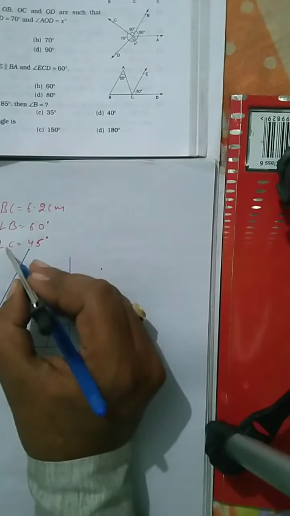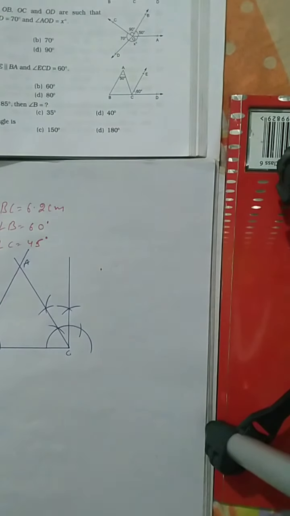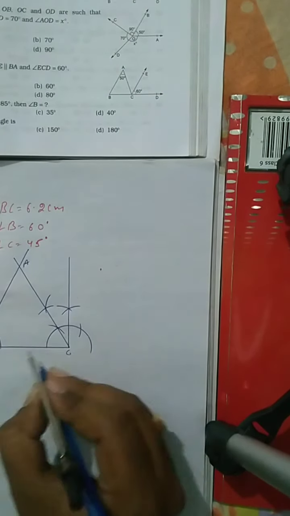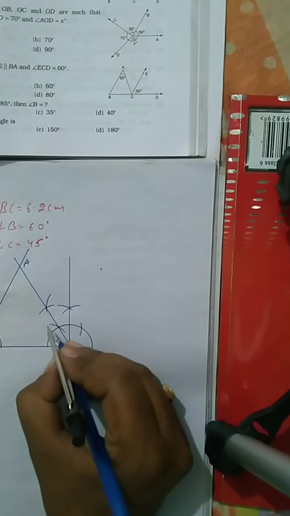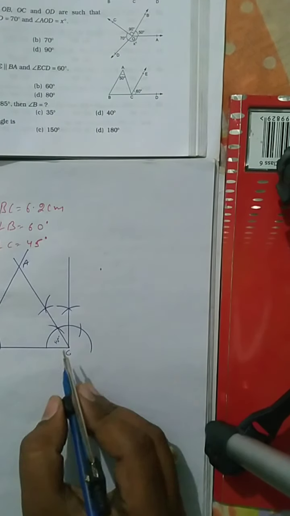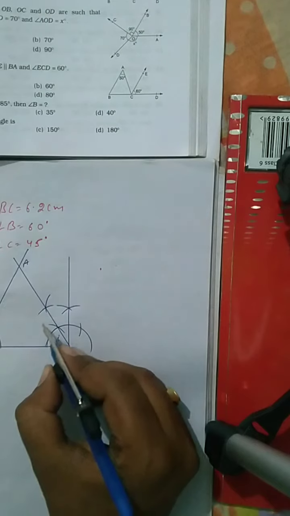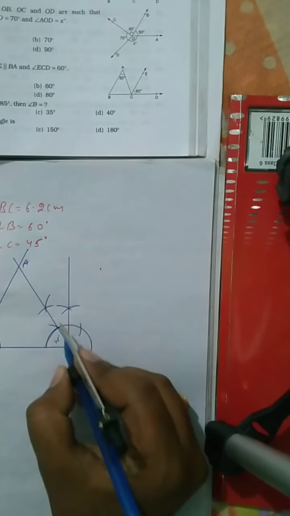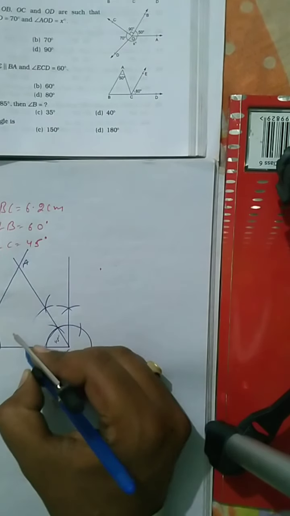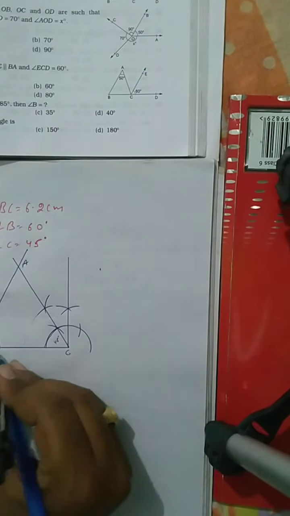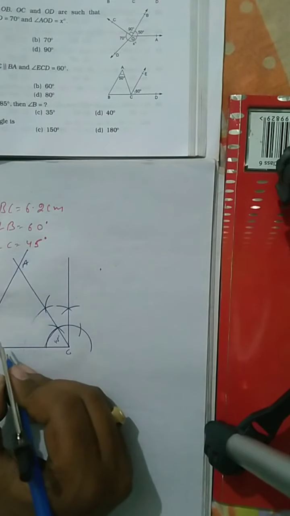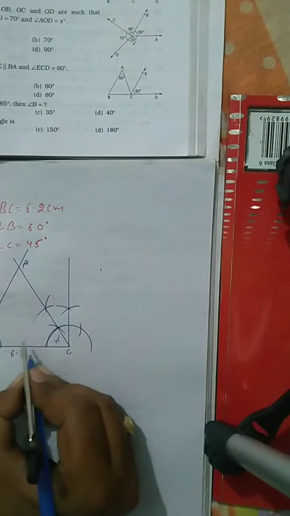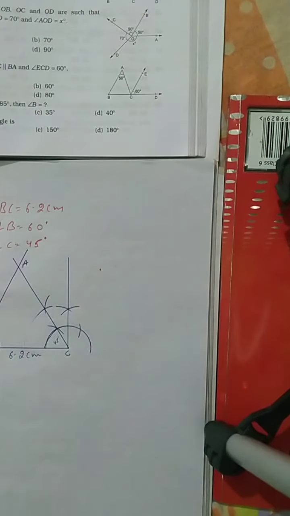Name here A. So ABC, this is 60 degree, this is your 45 degree, and this is your arc, this angle is your 45 degree. After that you have to join here. 6.2 centimeter is your line.